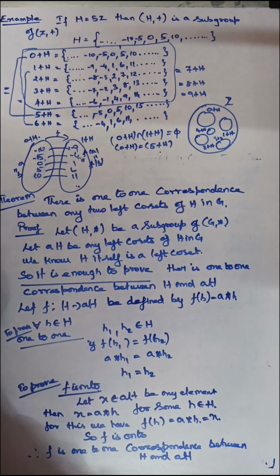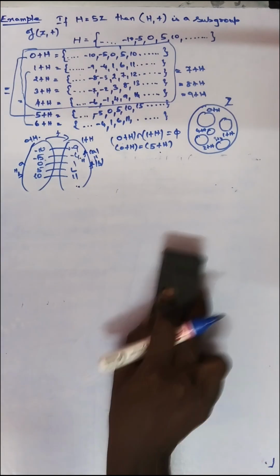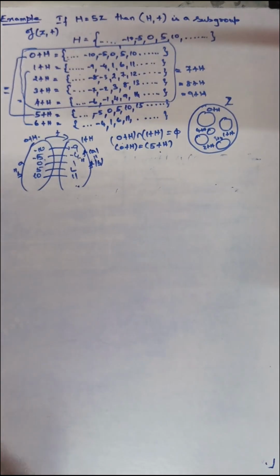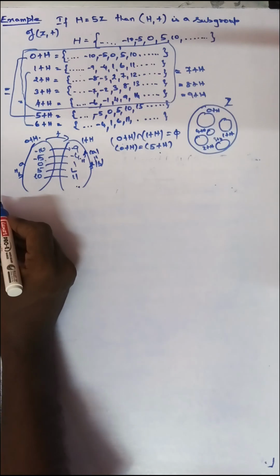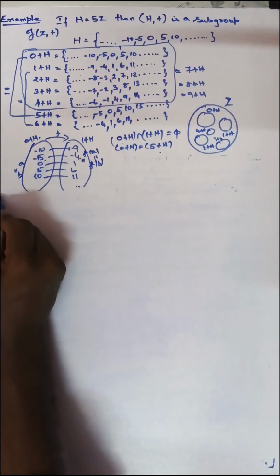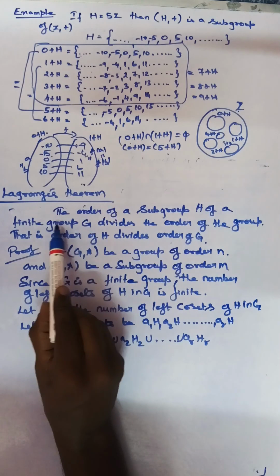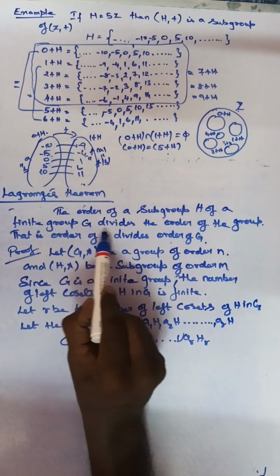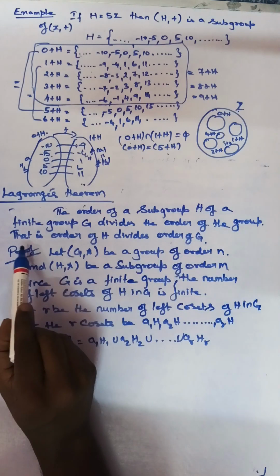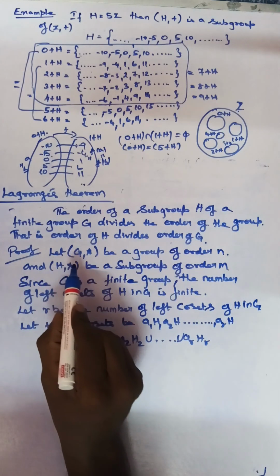Okay, next we go to the next theorem. That's the main theorem of Lagrange. These two theorems we're going to apply in the main theorem. So, Lagrange's theorem. The order of a subgroup H of a finite group G divides the order of the group, that is, the order of H divides the order of G.